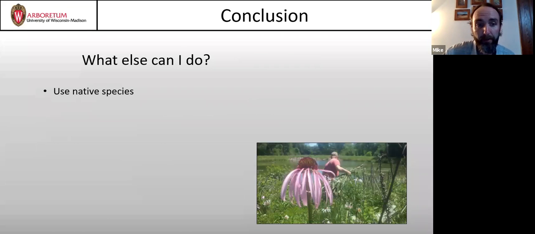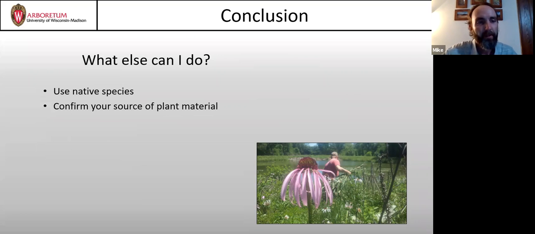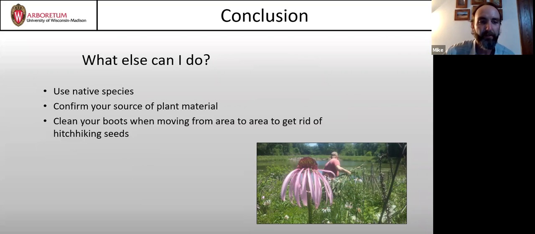In terms of what else you can do, this group definitely knows this. Use native species whenever possible to help compete with and combat those invasives and other undesirables. Confirm your source of plant material. If you're getting something from the outside, make sure your boots are clean and your car tires are clean and bottoms of your canoes and boats are clean, and whatever might be able to carry seed from one area to the next. Make sure those things are clean. Lots of opportunities to volunteer to help the cause. I'm sure most everybody in this crowd knows that.